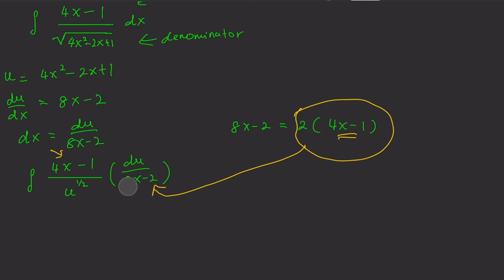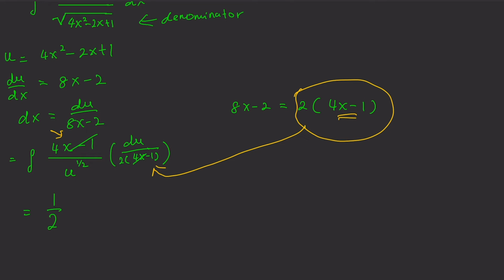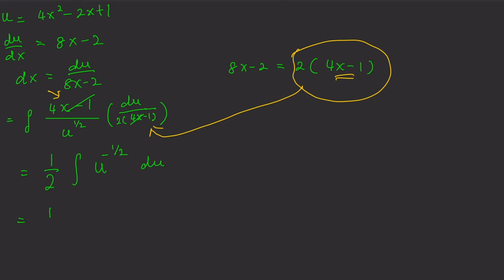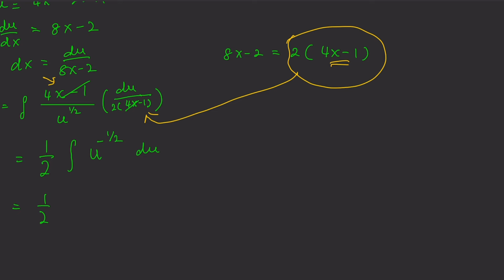So what we can do is, 2 in the bracket 4x minus 1, and then we can simply cancel this out. So we bring 1 over 2 in front, u to the power of negative 1 over 2 du, and we can simply finish off our work. So we can integrate easily now, right? So u, negative 1 over 2 plus 1 will give us 1 over 2, divided by 1 over 2.